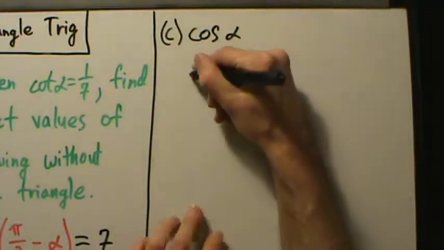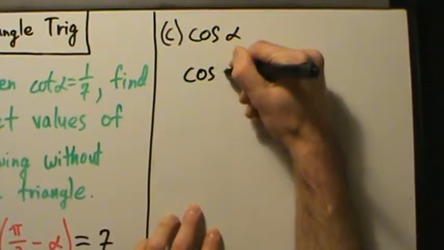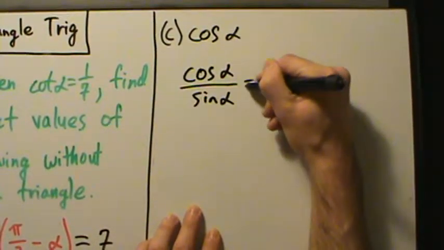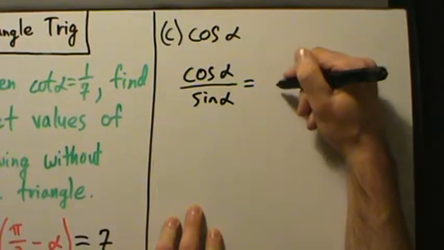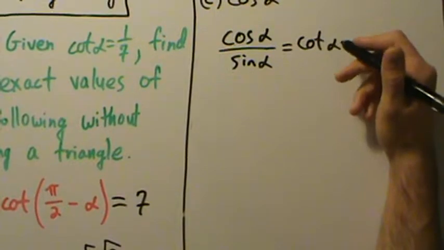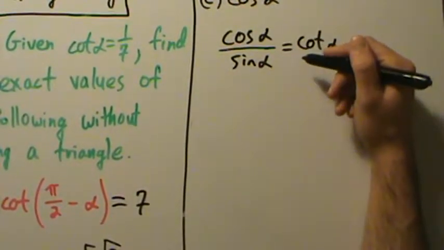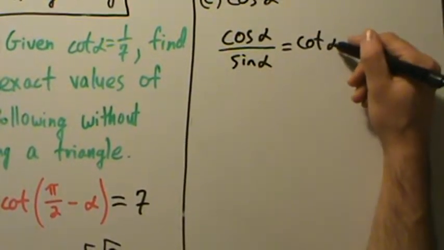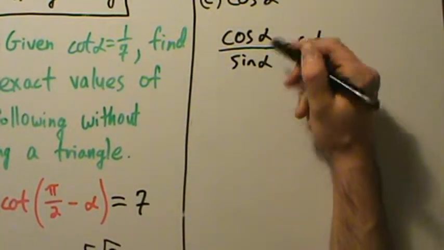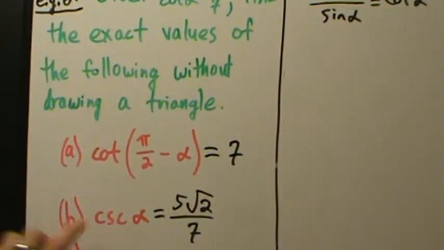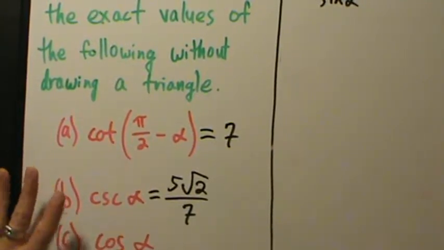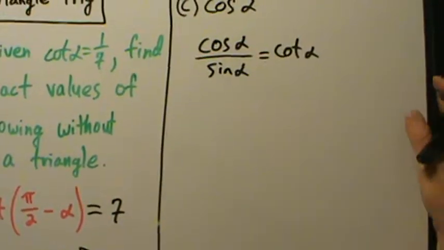So cosine of alpha divided by the sine of alpha equals the cotangent of alpha, right? Well, let's see. Cosine of alpha divided by the sine of alpha equals the cotangent of alpha. We know the cotangent. Do we know the sine? Not really, but we do know something related to the sine. We know the cosecant, okay? So we could take the reciprocal of the cosecant to get the sine, but let's not do that because we're dividing by the sine. So let's do this.